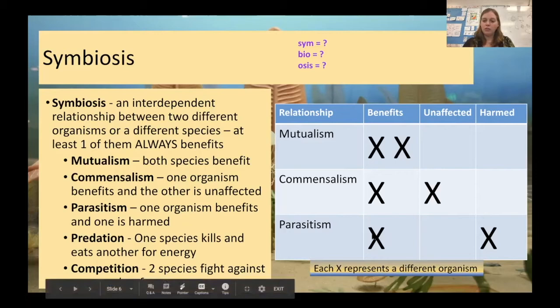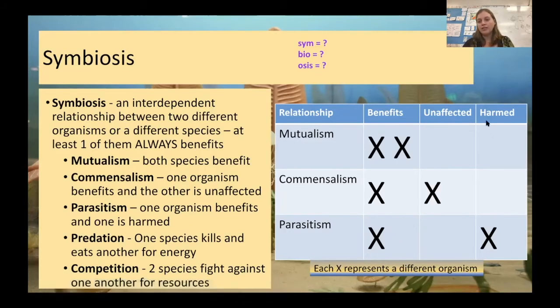Parasitism occurs when one species benefits and the other species is harmed. Think about a tick on a dog. The tick is going to suck nutrients out of the dog's blood. So the tick is going to benefit because it's going to get food, but the dog is going to be harmed. Not only is it losing nutrition because it's getting its blood sucked out, but it also has a higher chance of getting a disease passed to it from the tick.